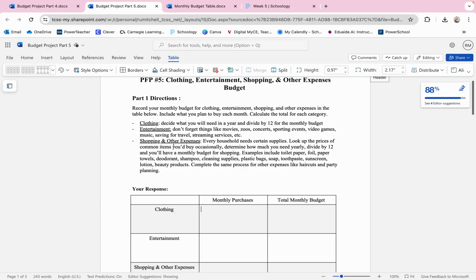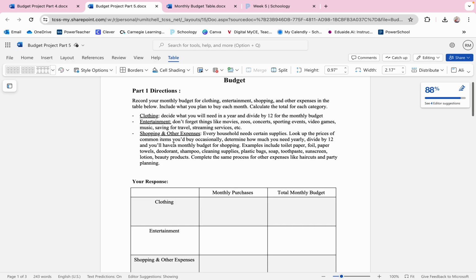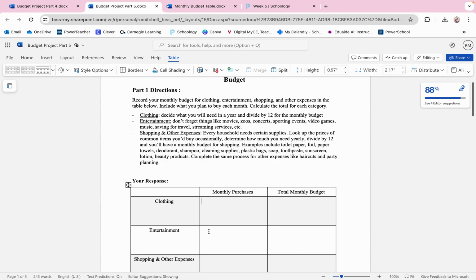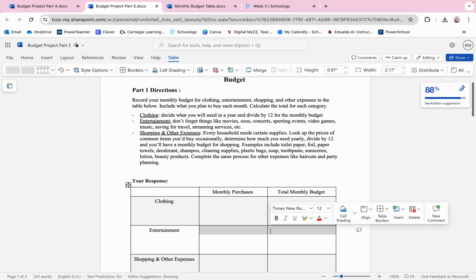Entertainment, don't forget about things like movies, zoos, concerts, sporting events, video games, music, saving for travel, and streaming services. That all goes in the entertainment part of the table. If you want to set money aside each month so that if you and your friends want to go see a movie, or go to PopStroke, or take a trip, you need to be planning those things and setting money aside each month. That's what the entertainment is for.